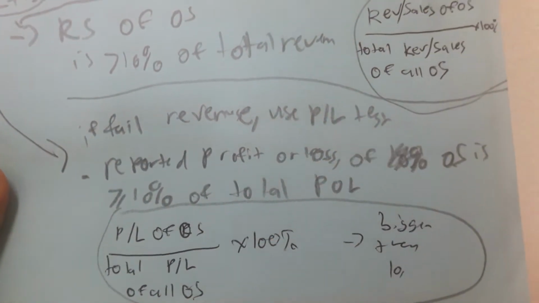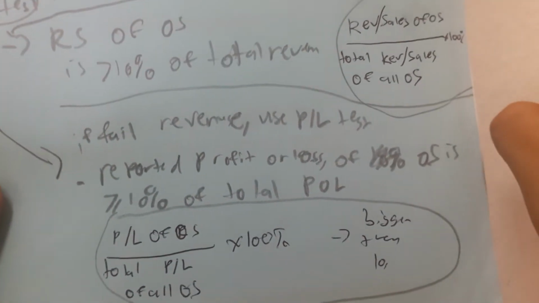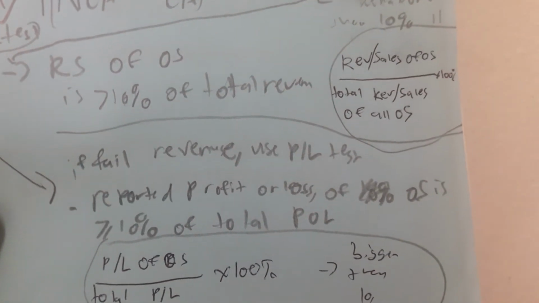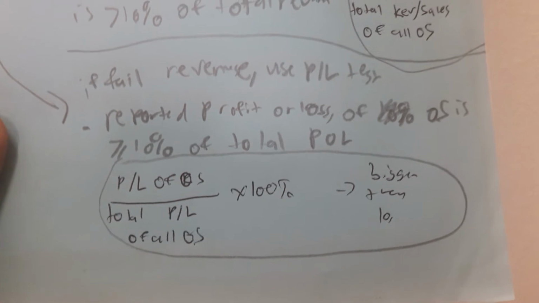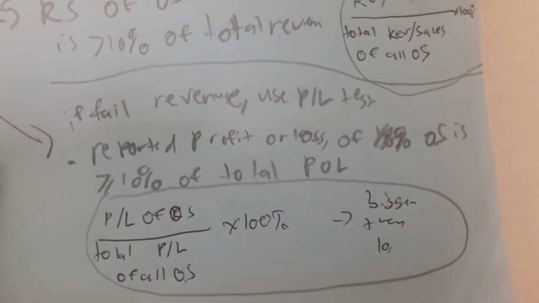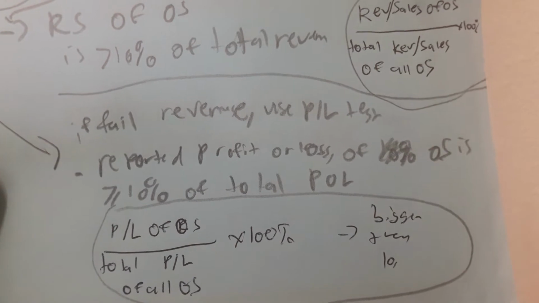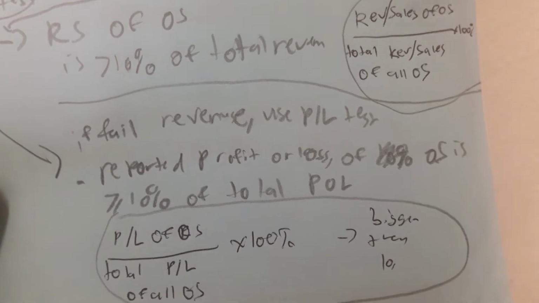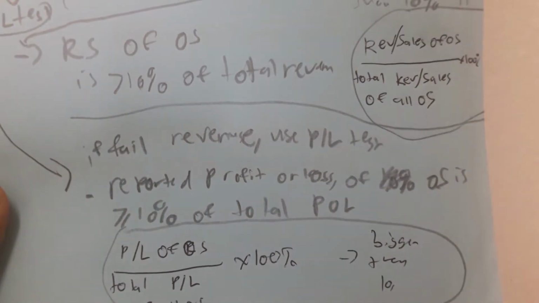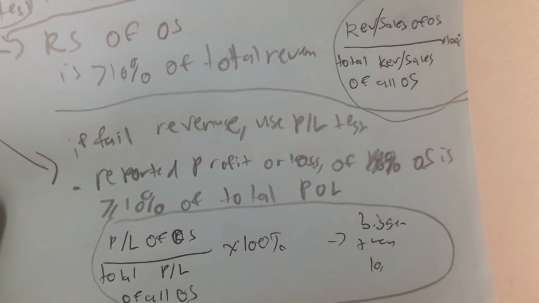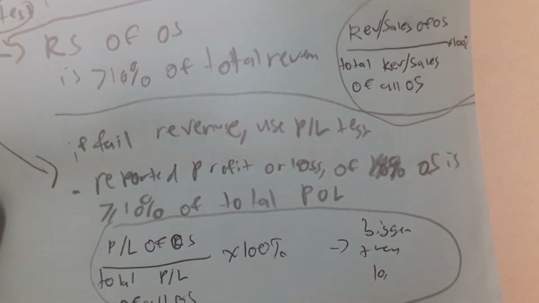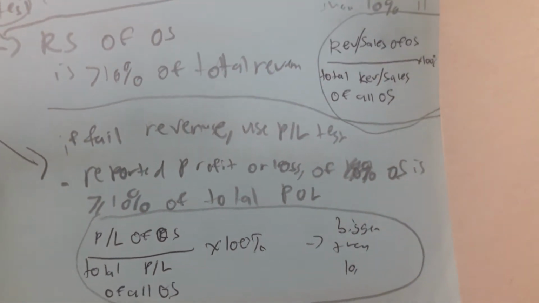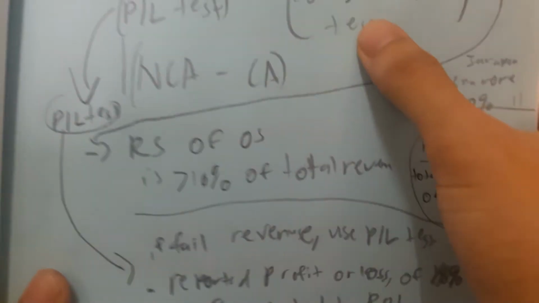For the profit or loss, we have to remember to take the absolute value. Therefore, if it has a profit of 200 and a loss of 250, we take the loss of 250 and remove the minus, so we just take the 250 value itself, not the negative. Then we divide it by the total of profit and loss of all the OS, and multiply by 100 to find out if it's 10% or not. If it's more than 10%, we take it as an RS, a reportable operating statement. If it's not, then we go to the next test, which is the combined asset test.